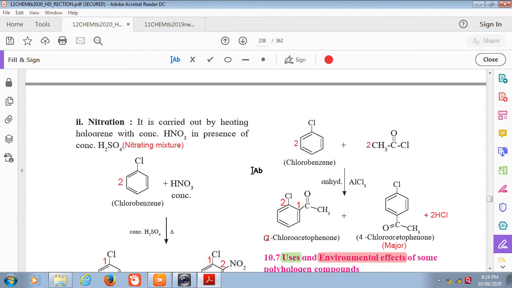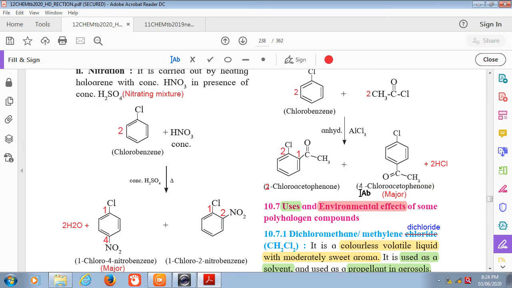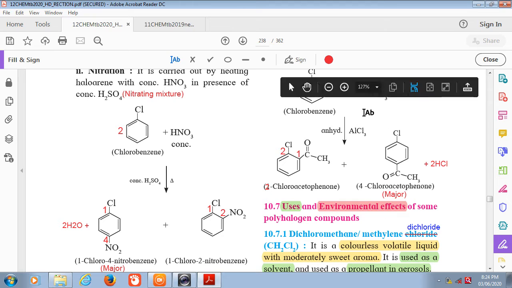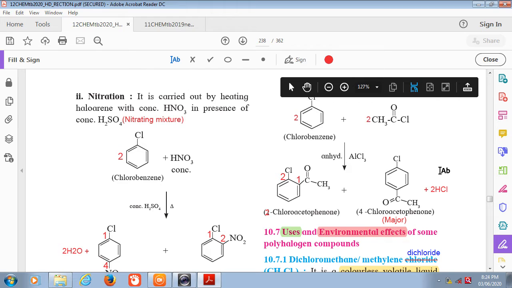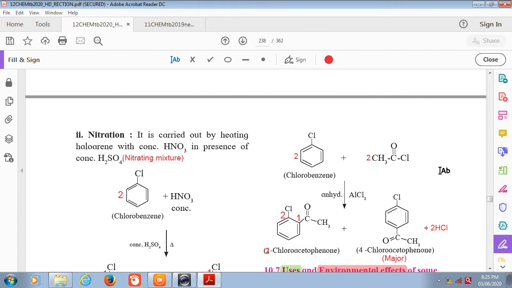Then if you have to substitute an acyl group, then acyl chloride is the reagent and it is CH3COCl. It reacts with chlorobenzene in presence of anhydrous AlCl3. So we get 2-chloroacetophenone and 4-chloroacetophenone. Among that, 4-chloroacetophenone is the major product. For balancing, you have to write the numbers and 2HCl as a byproduct. Okay, so this is about the reactions, nucleophilic substitution and electrophilic substitution.